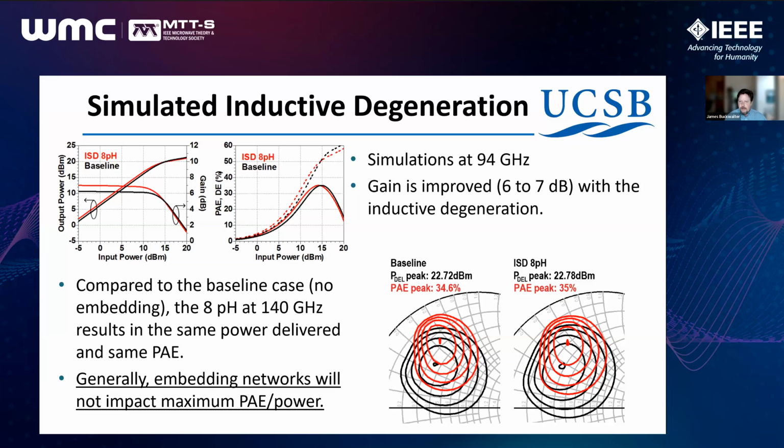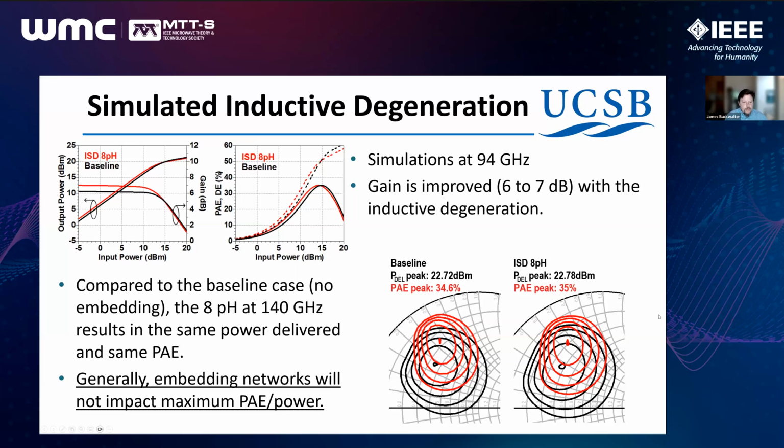Zooming in on this from the standpoint of load pull on the bottom right, you can see again the delivered power and the peak PAE really don't change dramatically. There is a small amount of change which probably comes from the modeling, but there isn't a big win going from the baseline to adding that source degeneration and seeing that improvement in the delivered power or the peak efficiency.